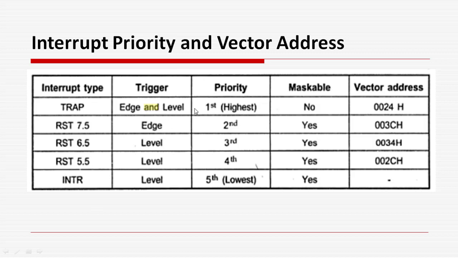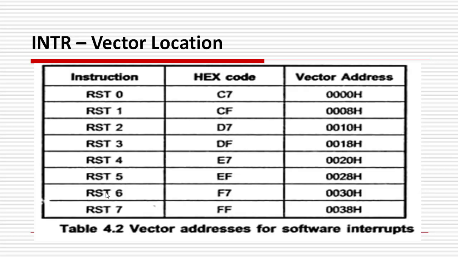Triggering means how the input is triggered: TRAP is edge and level triggered, RST 7.5 is edge triggered, and the remaining three are level triggered. As for which are maskable, TRAP is a non-maskable interrupt, and the other four can be masked. Then the vector locations of TRAP and RST 5.5, 6.5, 7.5 are given here, and INTR has no single vector location. The vector location is based upon the software RST code from the program, which is listed here.